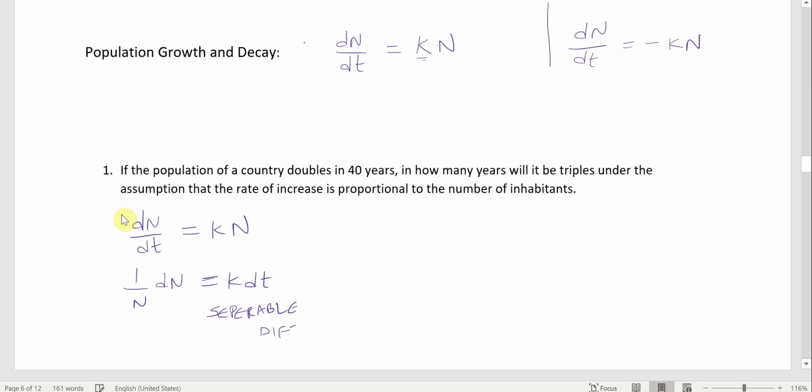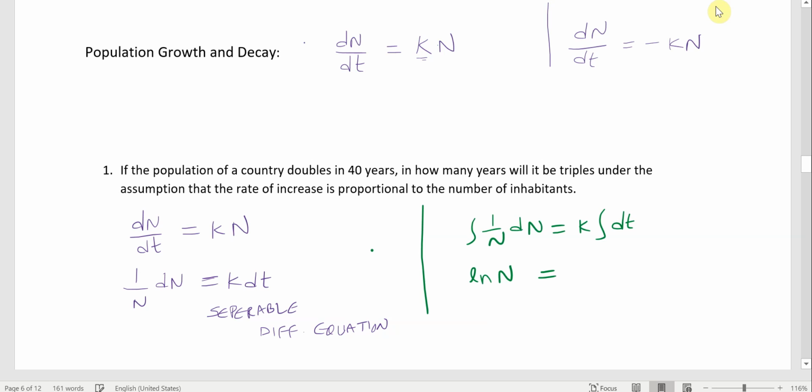For a separable differential equation, we need to integrate on both sides. So let us integrate on both sides. We will get like this: integral 1 over n dn, k being a constant, I can write outside the integral dt. Clearly integral 1 over n dn is ln n, the rule from integration, equals kt plus c. Say this is equation number 1.